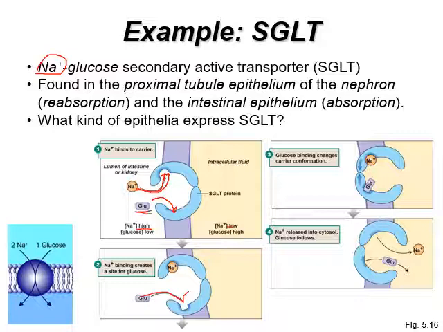So now we are bringing in glucose from low to high using the high to low gradient, the concentration gradient of sodium. The energy is coming from this concentration gradient, therefore it is secondary active transport.